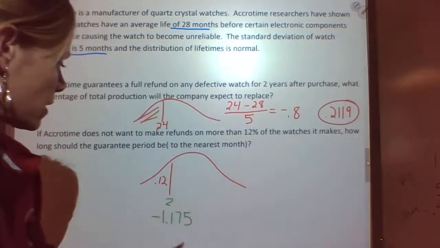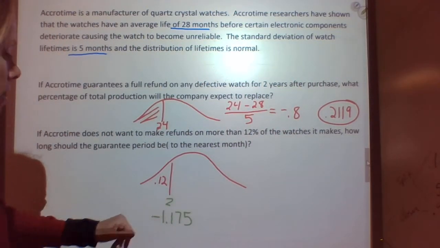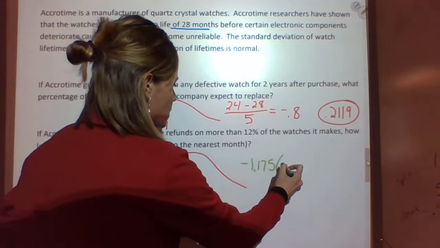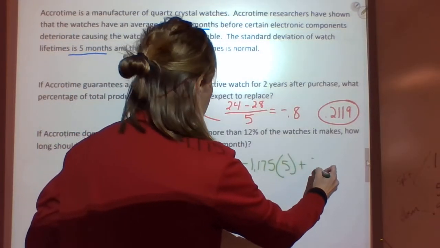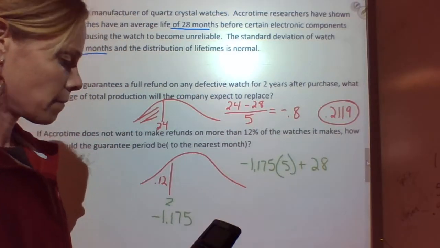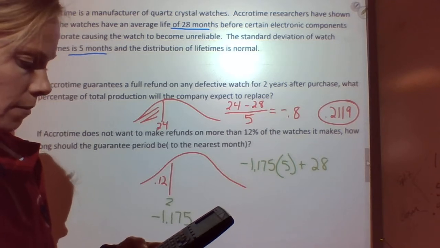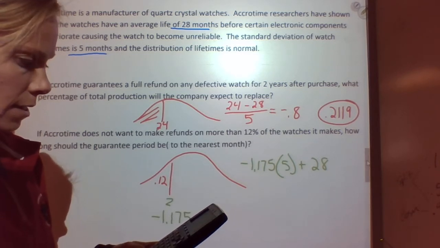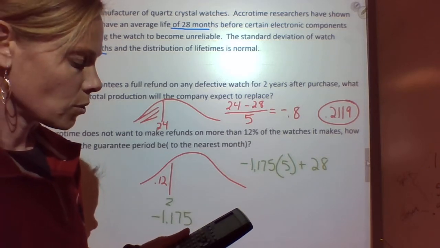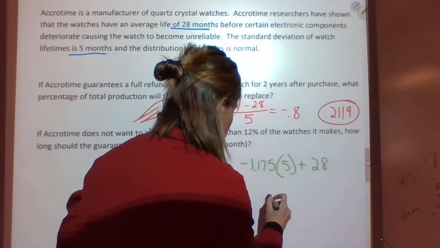Okay, that's my z-score. So now I need the other formula: times the standard deviation, add the mean. What does my guarantee need to be? So negative 1.175 times 5 plus 28, 22.125.